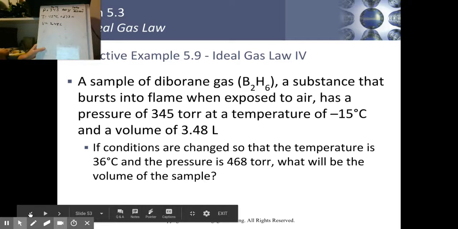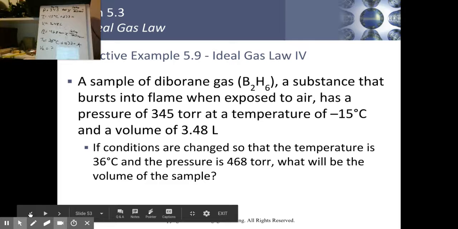If the conditions are changed, so that the temperature is 36 degrees Celsius, these are all of our initial values. So now we're changing our temperature and we're changing our pressure. So this is 2, 2, 2. We have our P2 is 468 torr, and we're going to divide it by 760 to convert it to atmospheres. We have our temperature of 36 degrees Celsius. Add 273 to convert to Kelvin. Since it's a change, we don't really need to, but I've kind of already started. And we're looking for what V2 is.